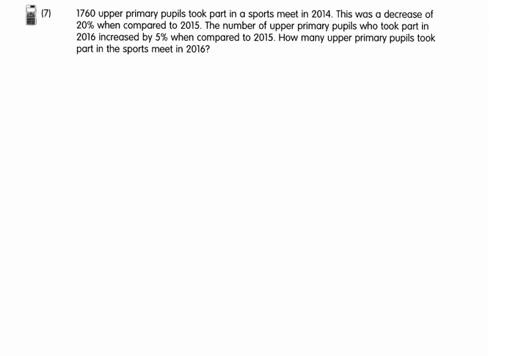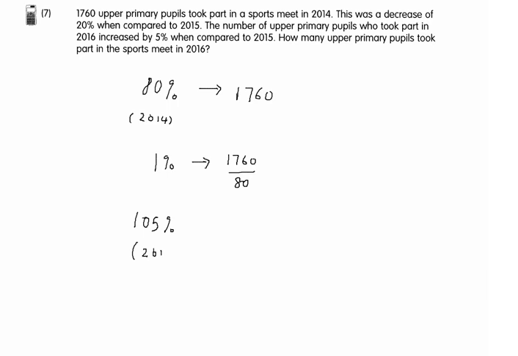How many upper primary pupils took part in the sports meet in 2016? So we know that 80% is in 2014, and this is 1760. This is 2014. Yes or no? So I need to look for my 1%, which is 1760 over 80. No, just write like this. Now to find the answer, I need to look for 105% because this is in 2016. So 1760 over 80 times 105. And what is this equal to? 2310. Remember, write your answer at the bottom.